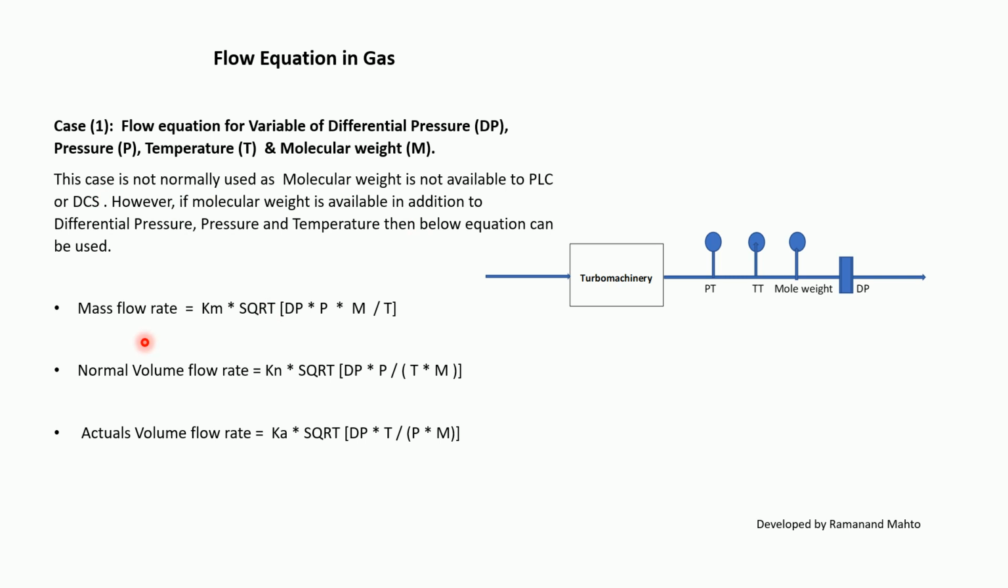So mass flow rate is equal to Km into square root of dP into P into M upon T. Normal volumetric flow rate is Kn into square root of dP into P upon T into M. And actual volumetric flow rate is equal to Ka into square root of dP into T upon P into M.